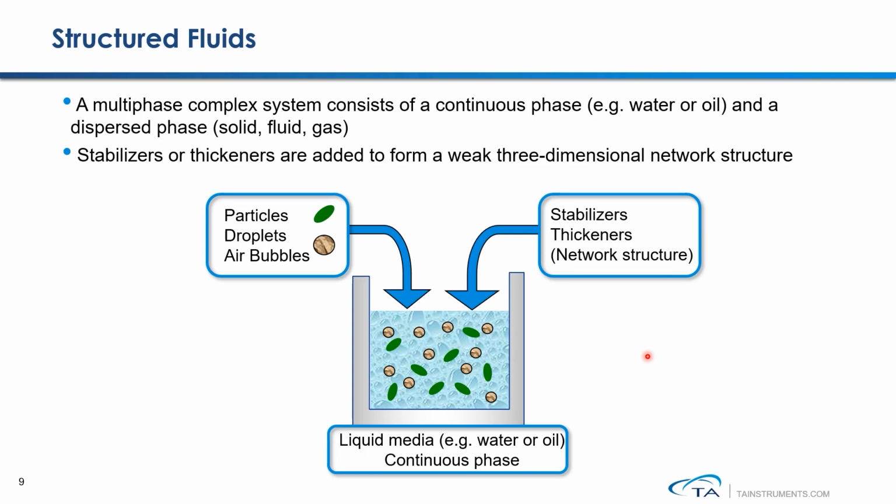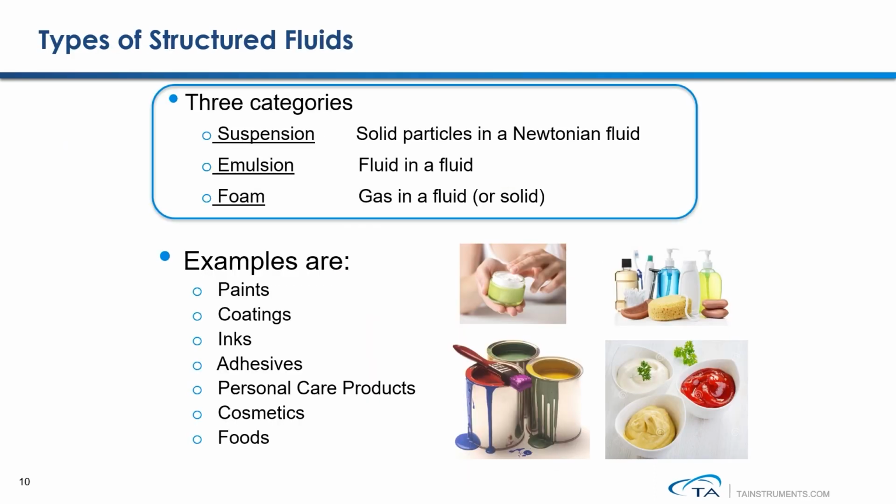These components are typically some kind of polymeric materials, which can form a weak three-dimensional network structure that can hold those particles, preventing them from undergoing phase separation. Therefore, we call this kind of sample a structured fluid sample. The types of structured fluid can be separated into three major categories.